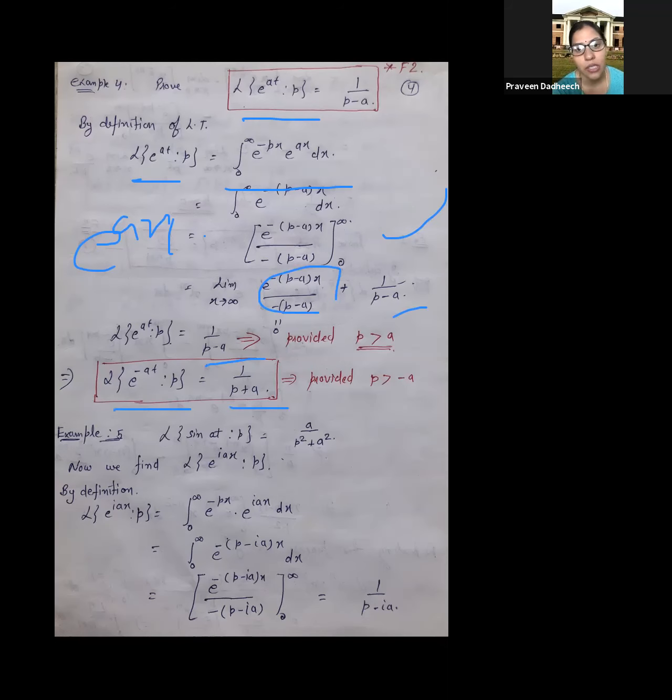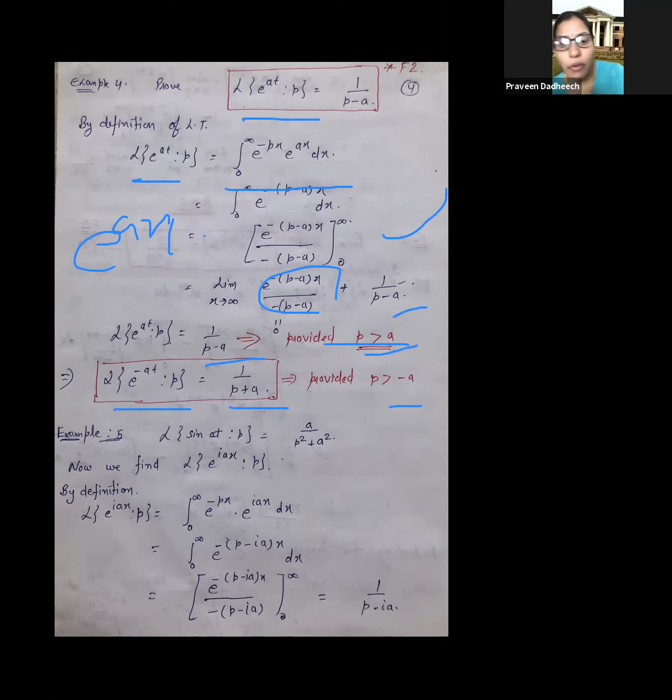For this condition, p should be greater than a, because when we take 1 upon p minus a, p minus a should be greater than 0. It is p should be greater than a. Here p should be greater than minus a.